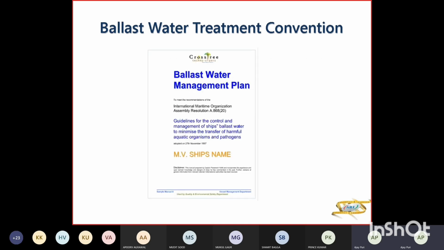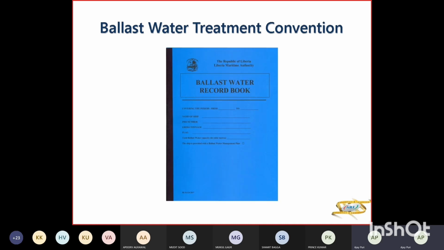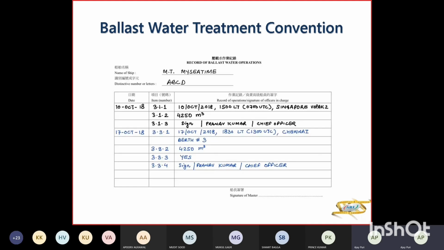So those which are supposed to follow ballast water treatment are supposed to have a ballast water management plan and a ballast water record book. The entries here are: where you are discharging, date, time, how much quantity discharged, where you are, that is the berth, and whether you discharged after treatment or not, so that will be entered there.